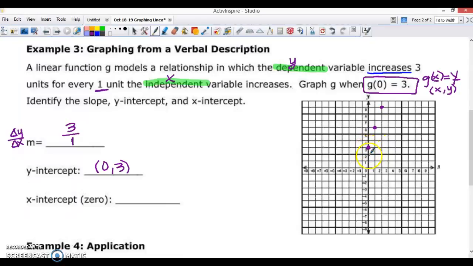Alright, down 3, over to the left 1, because you've got to go in both directions. 1, 2, 3 over 1. And then take your ruler. I'm going to take my highlighter and draw you a line. I cannot draw a straight line.